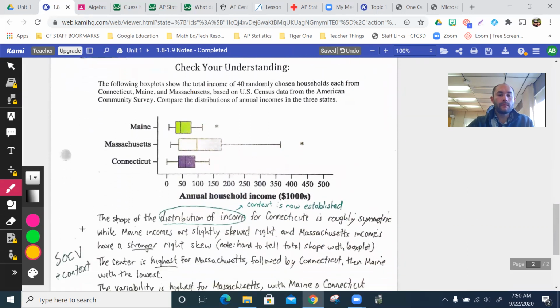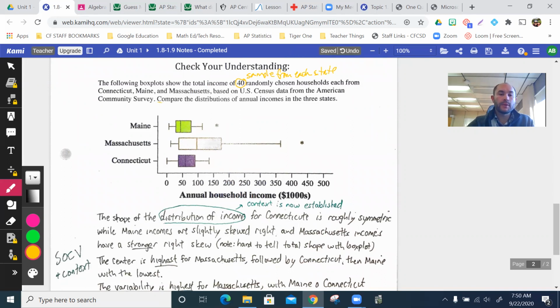So here's some box plots. The following box plots show the income of 40 randomly chosen households from each of Connecticut, Maine, and Massachusetts, based on the U.S. Census data and the community survey. So think of this as we have a sample from each state. And then we want to compare the distributions of annual incomes in the 3 states.